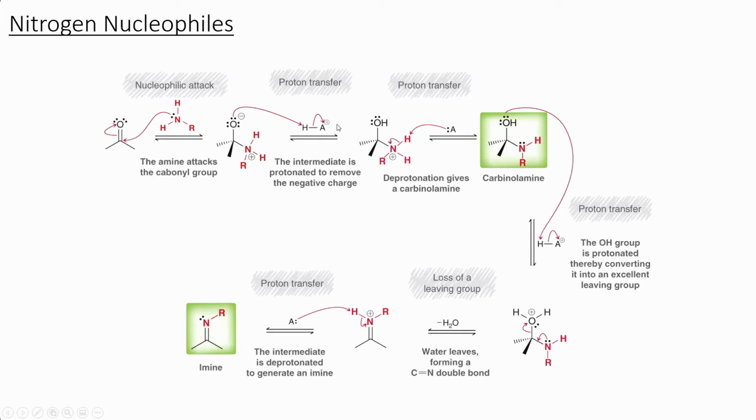Then the intermediate is protonated, and next a second proton transfer occurs where the nitrogen is deprotonated by the conjugate base of the protonation, and that gives us the carbinolamine intermediate. So this is similar to the hemiacetal intermediate that we saw when we had oxygen nucleophiles. Another proton transfer will create a good leaving group in the form of water, which can then undergo loss of a leaving group, and finally a proton transfer step to liberate the imine.